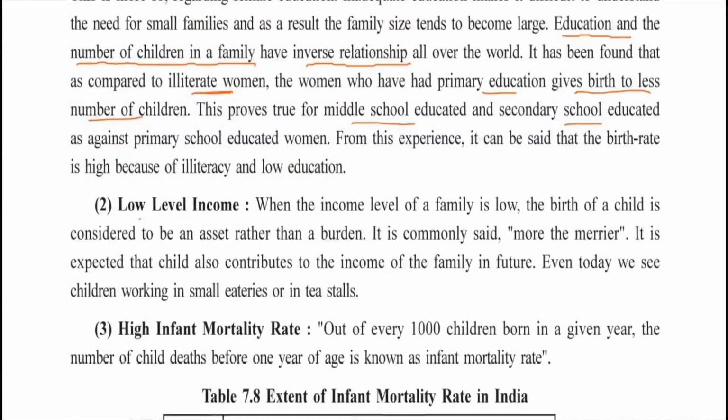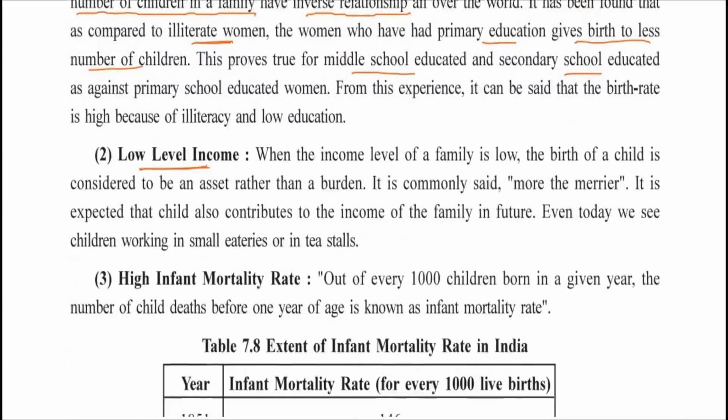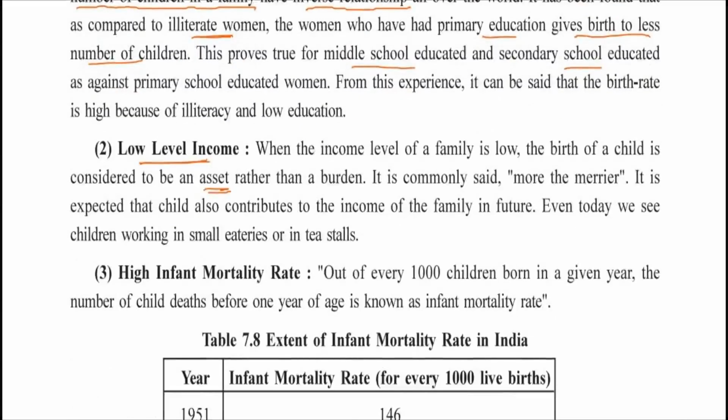Then low income level. The lesser your income, the more you feel that your child is an asset. So the more the children, the more the assets, because वो आपके बुढ़ापे का सहारा बनेंगे. So you have a more the merrier concept. You live on this concept. Okay, at least if you have 4-5 children, at least one will take care of you. So that is why low income families will have more children.